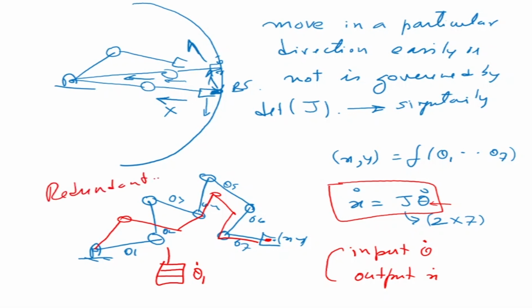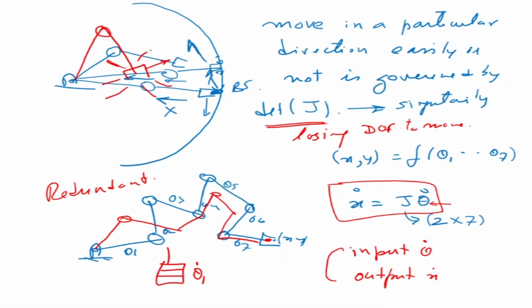That means the ability to move in a particular direction is also governed by this determinant of J. And if you're going towards the singularity, you're losing degrees of freedom to move, because you can probably move only in one direction but not in other directions. So if I'm in the center of the workspace here, I can move very easily in all directions.